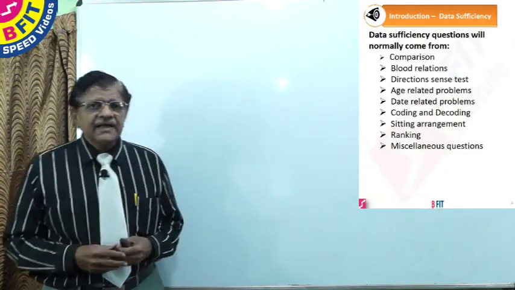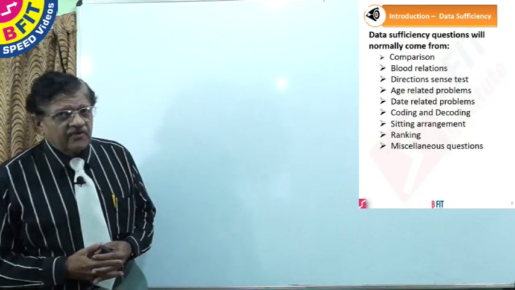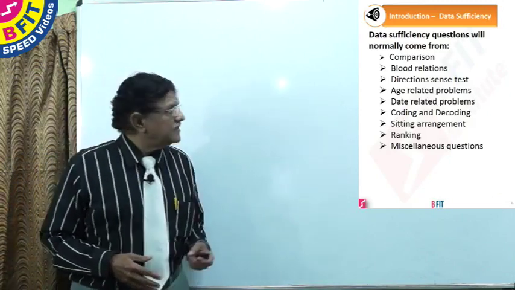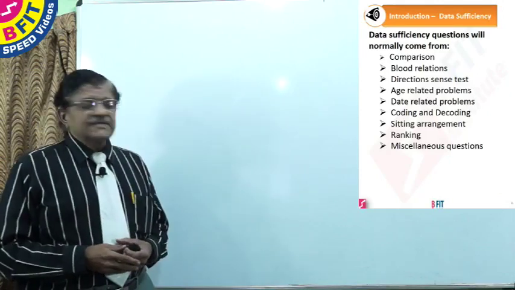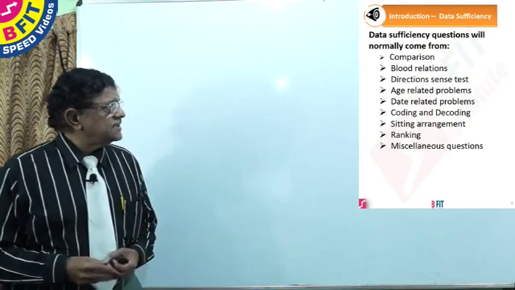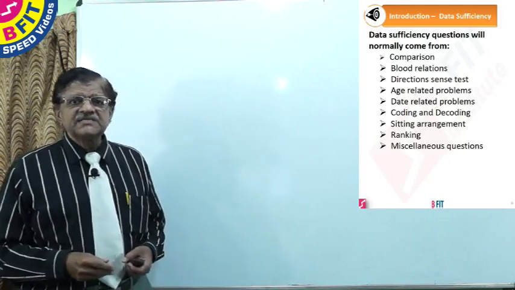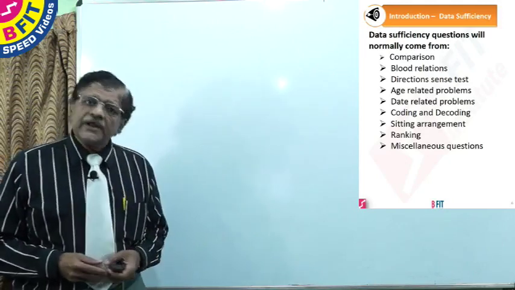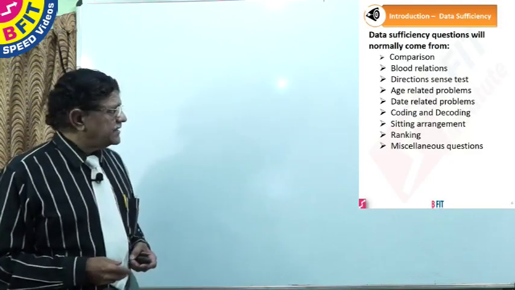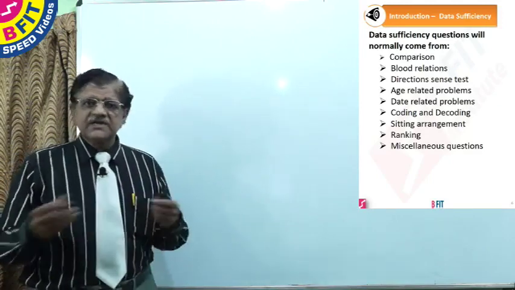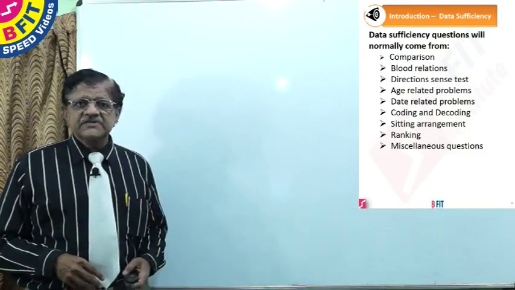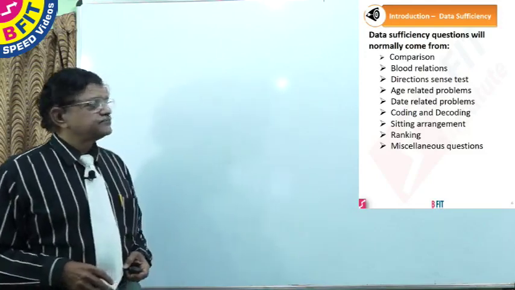Then what are the areas from which normally data sufficiency questions are asked? The areas are comparison, blood relations, direction sense, age related problem, date related problem, coding and decoding, sitting arrangement, ranking, and miscellaneous questions. These are the topics normally from which data sufficiency questions are asked.